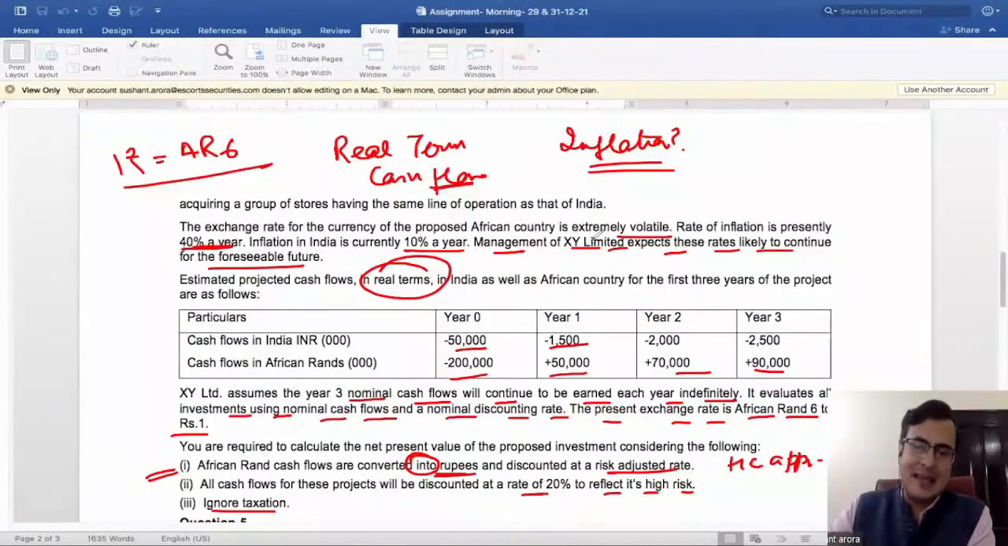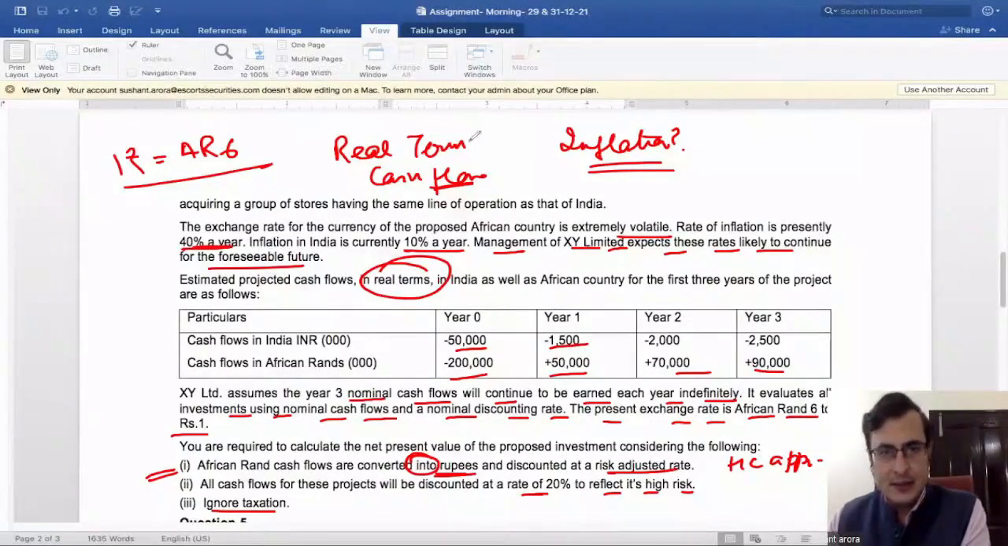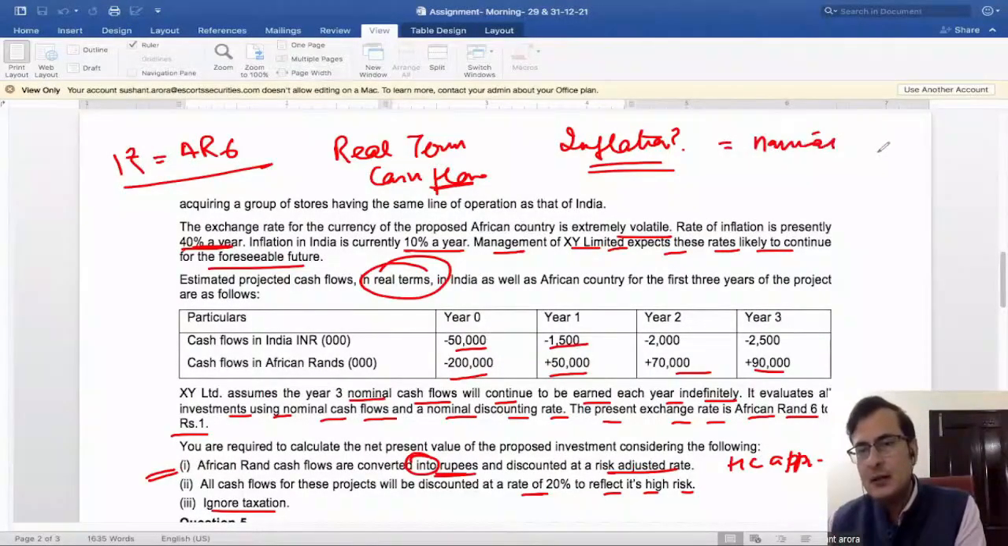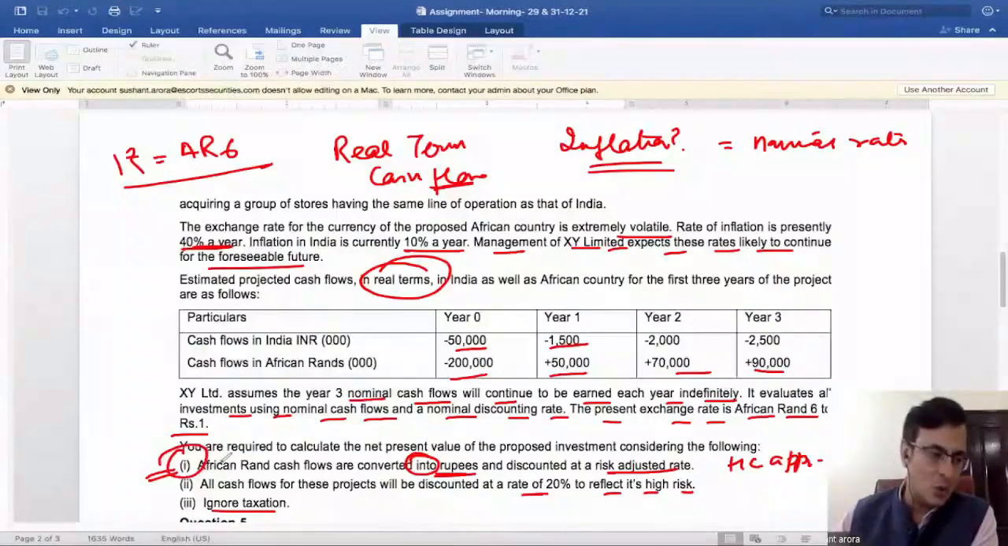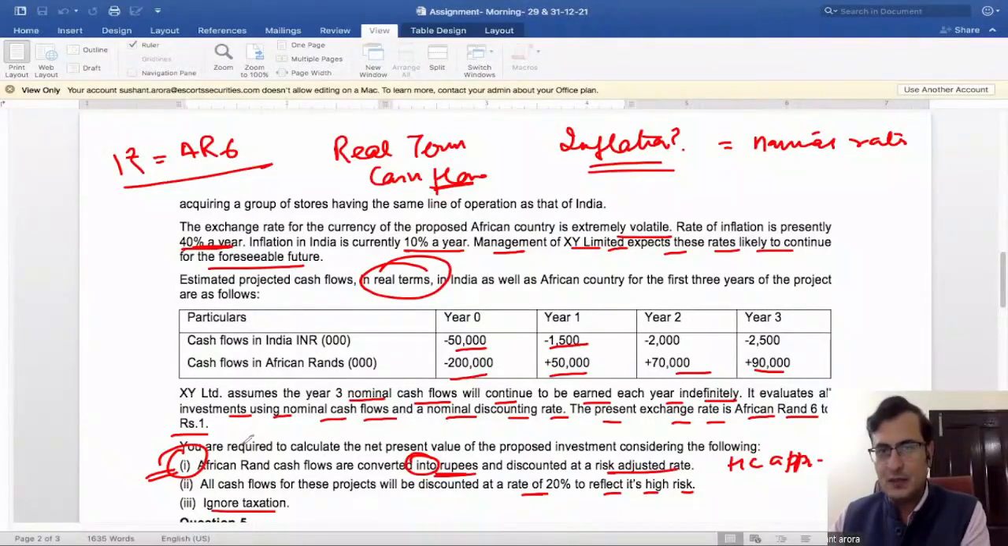Inflation means the impact of rising prices in the country. So when you incorporate the inflation into the real terms, what you get is the nominal cash flows. Teju is the first one to give the correct answer for this one. So this is what sir said in the last class. To get nominal, you have to multiply real with inflation.